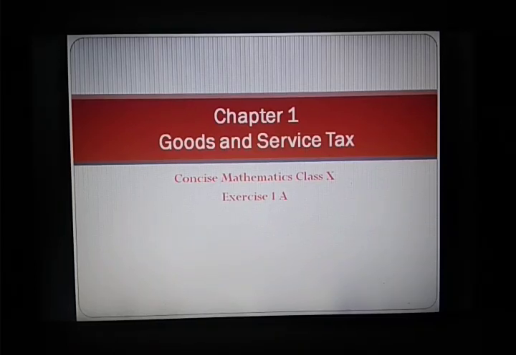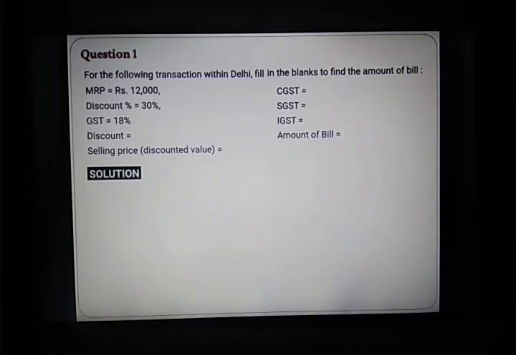Hello dear students. From today onwards we are going to start a new chapter, that is GST, the first chapter of your ICSE book. Last time I gave you one introductory video on GST. All the exercise 1A is fully dependent on the topics discussed in that earlier video. So with that basics, we will see the first problem for the day.